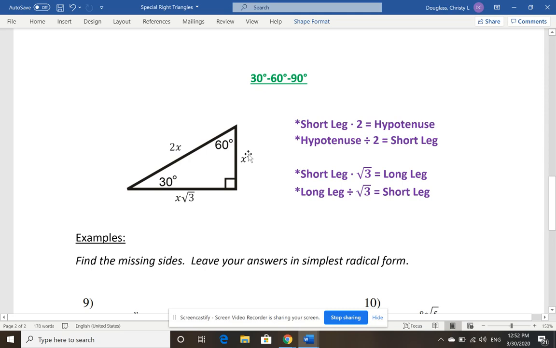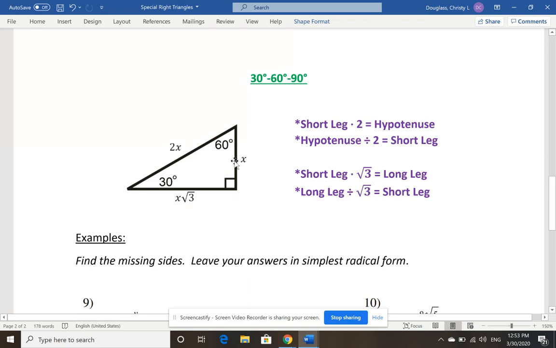It's kind of interesting to note here that, at least in my notes, I didn't put a direct link between the hypotenuse and the long leg. I usually like to always go back to the short leg first before I figure out anything else. If I don't know the short leg, that's what I want to know first, because everything else is based upon that.